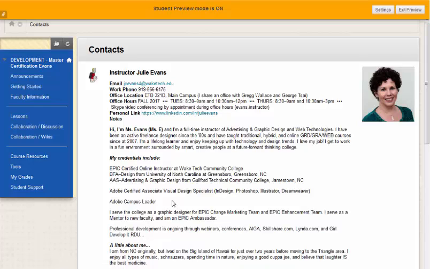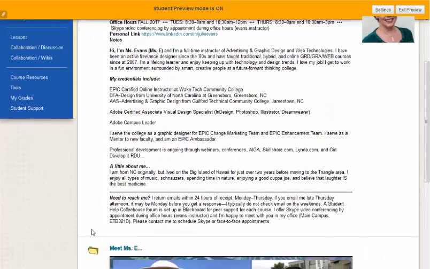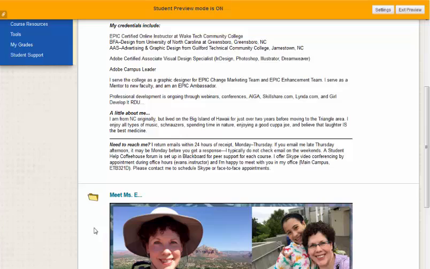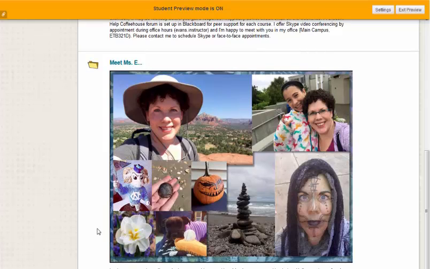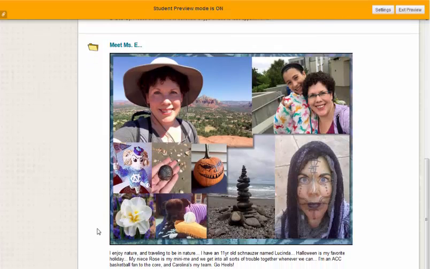My faculty information area is robust with a brief bio, credentials, and even some personal information. I invite students to connect with me in person during office hours, via email outside of office hours, and via Skype by appointment. The assortment of photos convey my personality and some of my favorite things, letting students know there is a real live person behind the Blackboard shell.